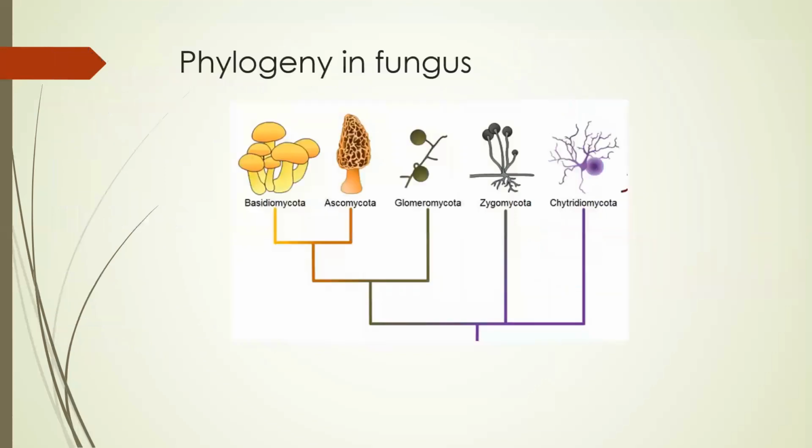So this is an example of the phylogeny in fungi. Basidiomycota and Ascomycota are closely related to each other, whereas Basidiomycota is distantly related to Chytridomycota. So this is an example of a rooted phylogenetic tree with bifurcations. The different clades, that is Basidiomycota, Ascomycota, Glomeromycota, and Zygomycota, show their relatedness by the way they are connected.